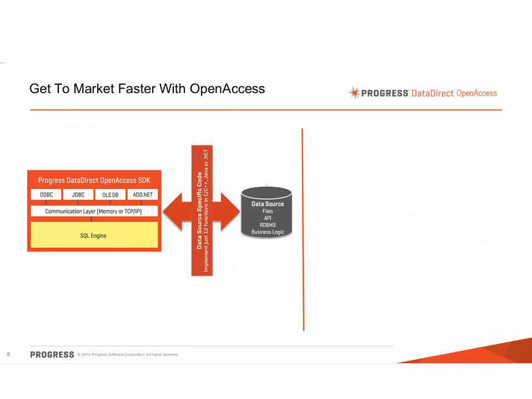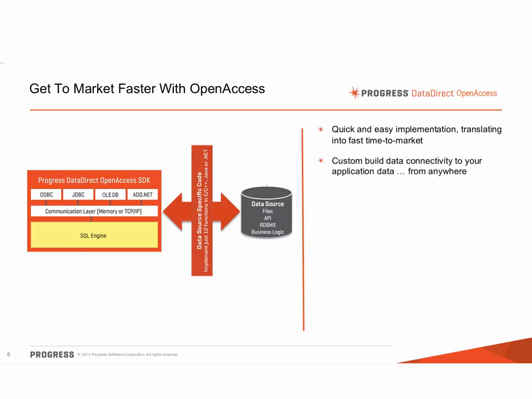So both Coins and NessWheat used OpenAccess in quickly building this data connectivity, and it really helped them get to market much quicker. So they provided, again, a quick and easy implementation, translating into very fast time to market, custom-built data connectivity to the application data, really from anywhere. So really opening up so that other tools, including their own and third-party BI tools, can access that data.